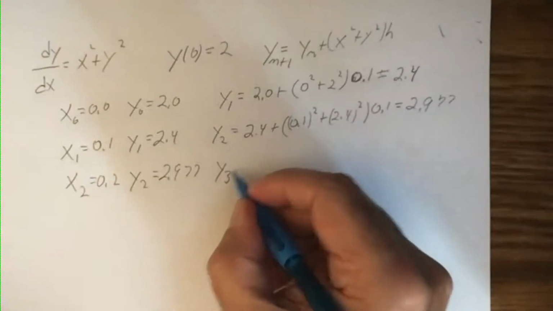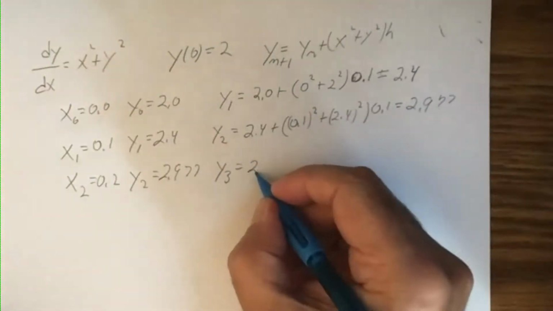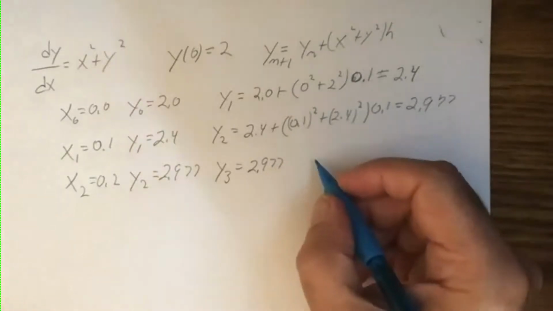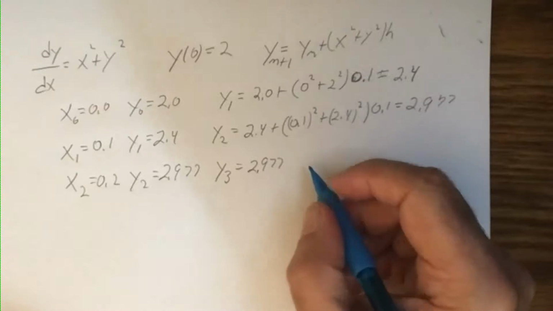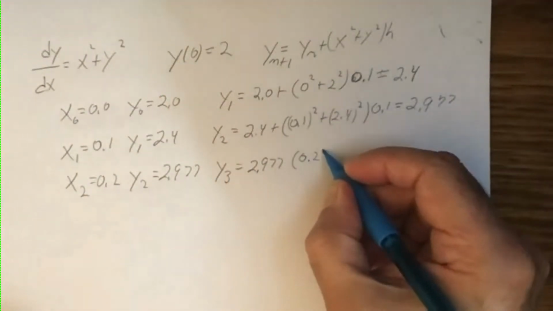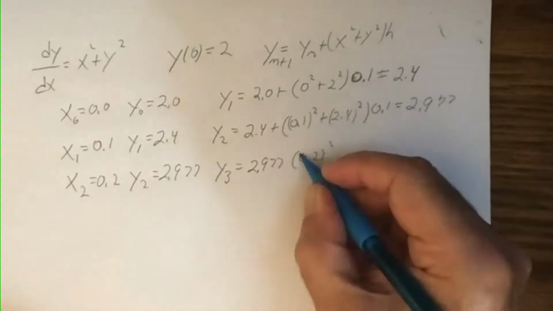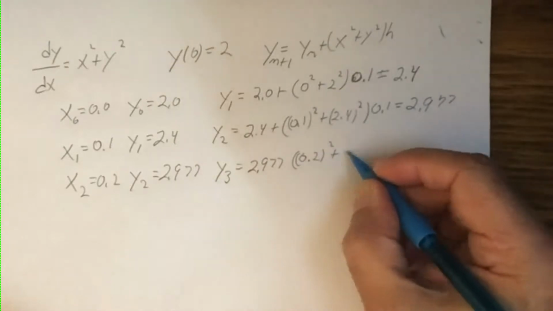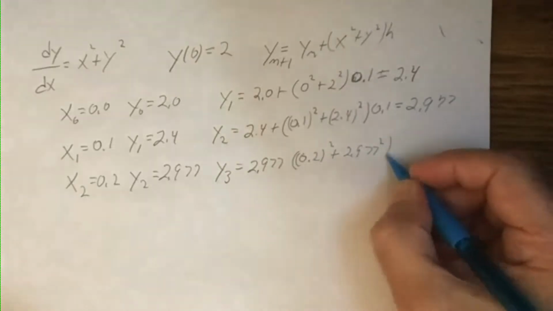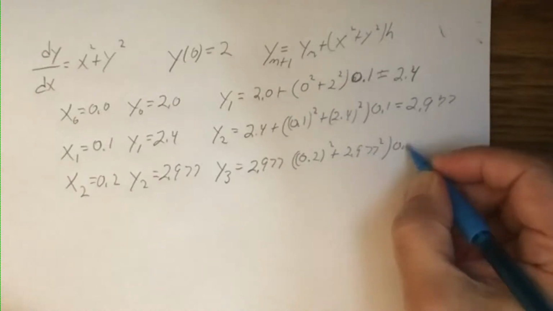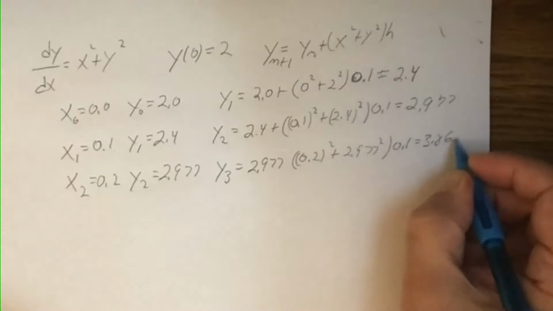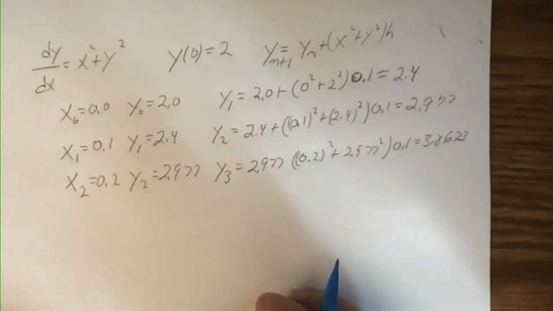So now for Y sub 3, I put in now the 2.977, and you should carry these out to 4 decimal places. Now I got the 0.2 here, so there's 0.2 squared plus 2.977 squared, and then times 0.1, and now I get 3.8673. I'll just do one more.